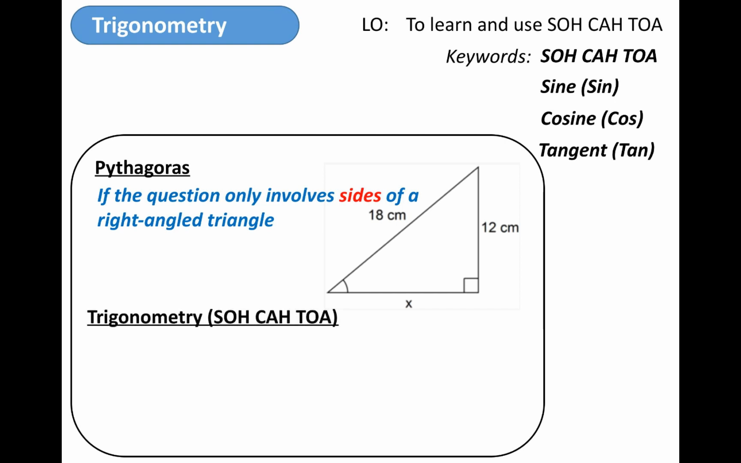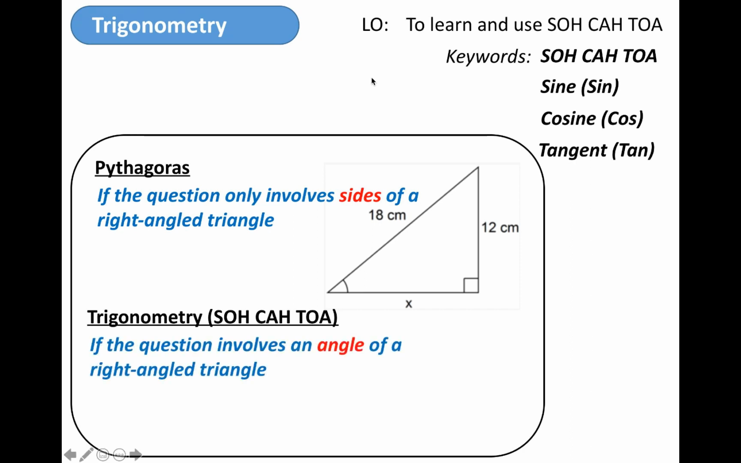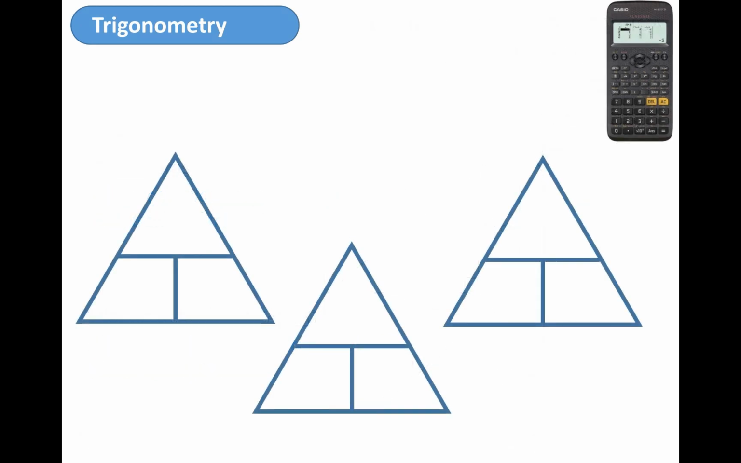Trigonometry, or SOH CAH TOA, is also about right angle triangles, but this time we're going to involve an angle as well. So here's a fairly standard question. We've got two sides, 18 and 12, but this time, instead of finding the other side, we're trying to find one of the angles. Or, of course, it could be that we've got an angle and one side and we want to find one of the others, and that works as well. So you need to know some stuff.